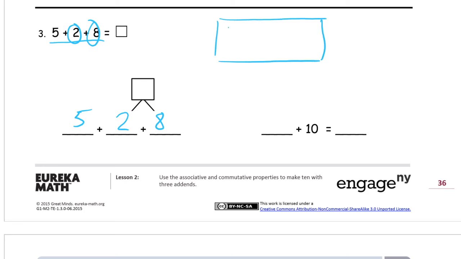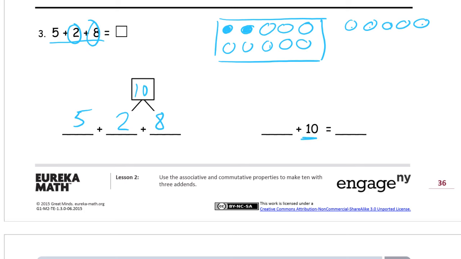So here's our box. 1, 2, and then 8. 1, 2, 3, 4, 5, 6, 7, 8. There's our 10 frame. And then there's 5 more outside it. 1, 2, 3, 4, 5. 10, 5, 15. So that's, or 10, 11, 12, 13, 14, 15. The 2 and the 8 together make 10. There's our 10. Still have to add the 5 to it. And it makes 10, 5, or 15.